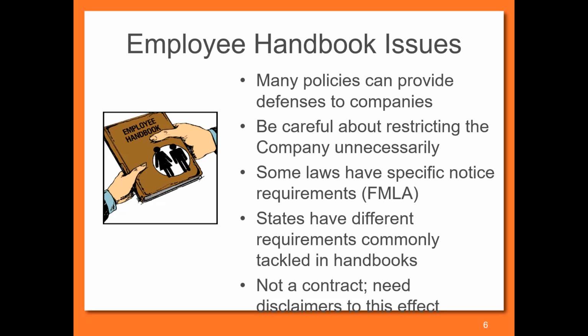And that's what that second bullet point is talking about. Be careful about restricting the company unnecessarily. You don't want to put too many restrictions. An example would be if in the handbook you said we do annual reviews for employees. And then if you forget to do a review or it falls through the cracks with respect to one employee, and if that's held to be a contract and you didn't provide an annual review, you could be in breach of that contract.